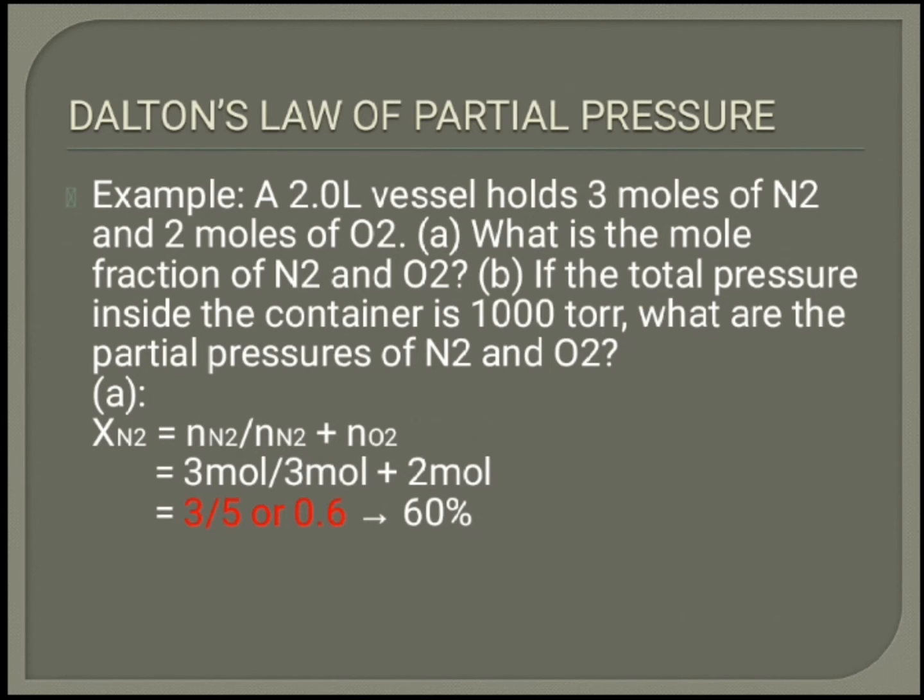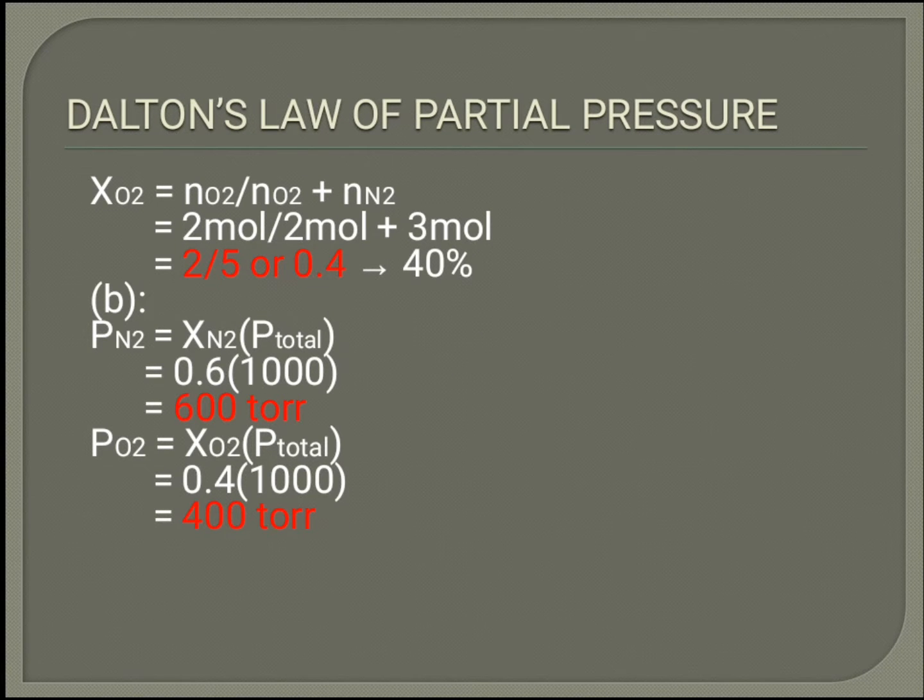The mole fraction of O2 is going to be the moles of O2, which is 2, divided by the total, which is 5. 2 out of 5 is 0.4, so the other 40% consists of oxygen molecules. So you can think of a mole fraction as a decimal equivalent of a percentage. Now let's move on to part B. If the total pressure inside the container is 1000 torr, what are the partial pressures of N2 and O2?